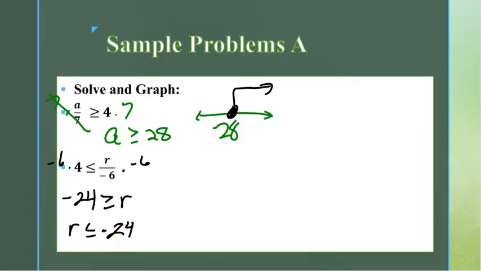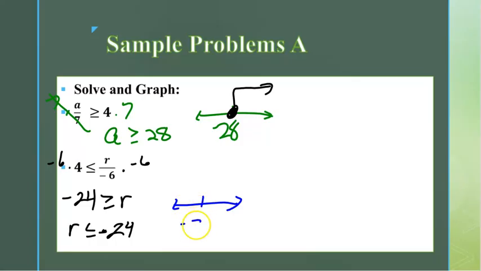Now somebody might say you didn't flip the symbol. I actually did flip the symbol, even though it looks like the original one. But because I wrote the variable first, and if I read the original problem backwards, r divided by negative 6 is greater than or equal to 4. Now I have r is less than or equal to negative 24. So now we graph it.